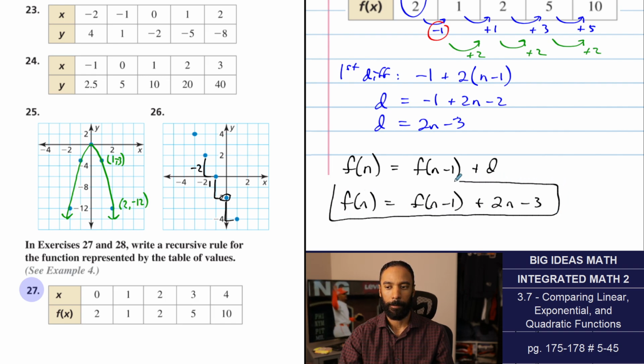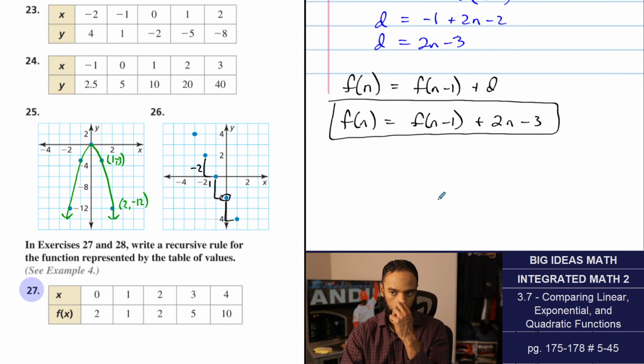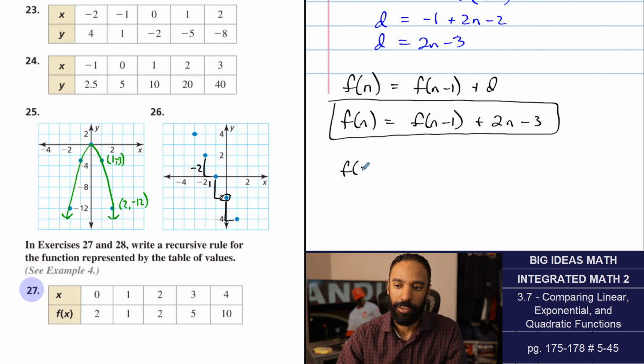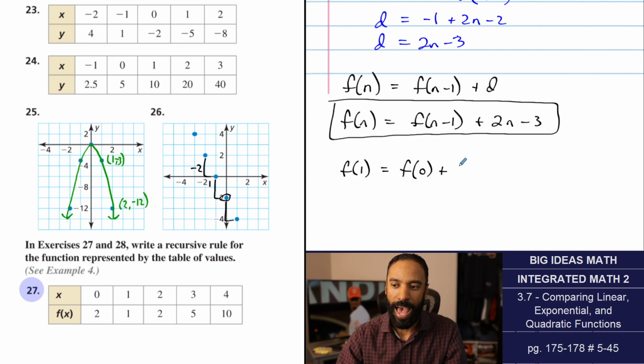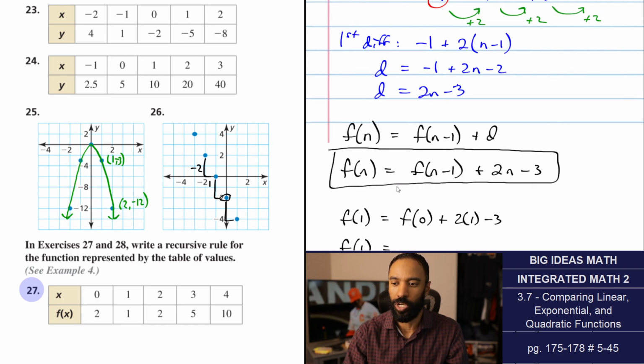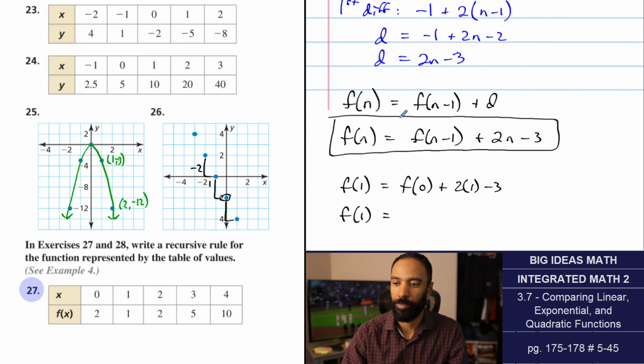So what does all that mean? It means this. If I want to find the value of the first term, I take the value of the 0th term and add 2 times 1 minus 3. So to find the first term, you take the 0th term, which is 2, and you add, what's 2 minus 3?